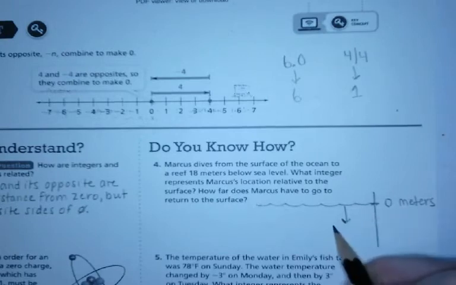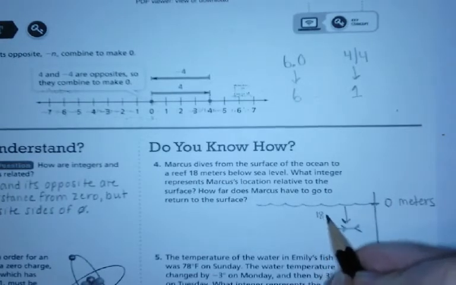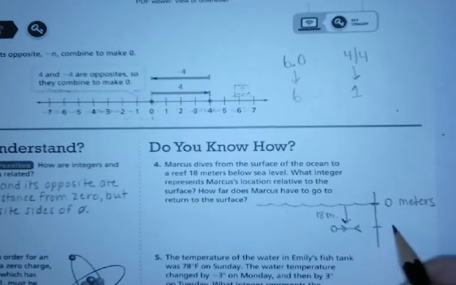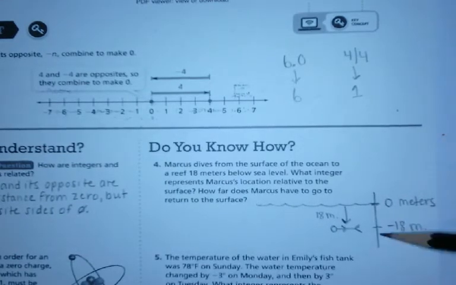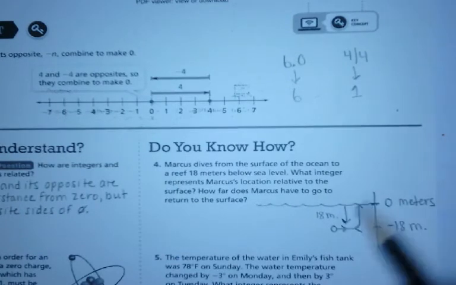So we're going to go down. Here's the diver. I'll just draw a little stick figure. Okay, so he dived down 18 meters, which is at a depth of negative 18 meters. So if he dived down 18, he's at a location of negative 18 meters. How far does he have to go up to return to the surface? Well, he'd have to go back up 18 meters.